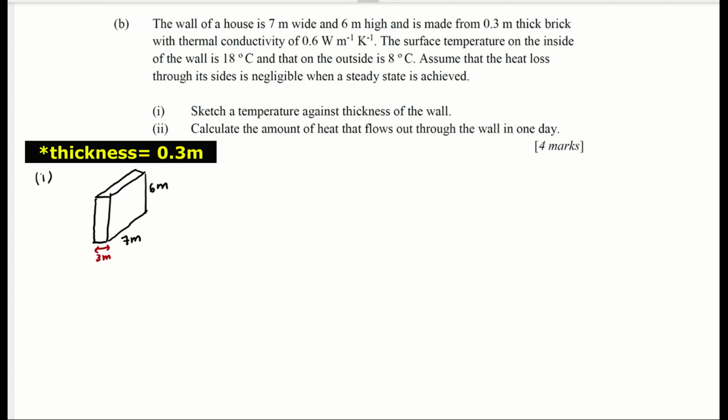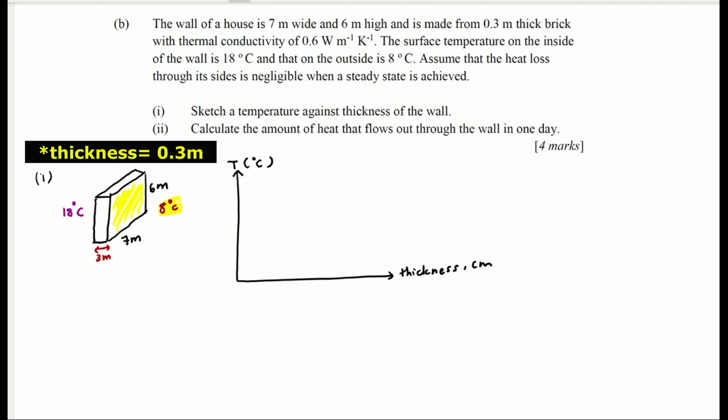So the height is 6 meter and given that the inside temperature is 18 degrees Celsius. Let's say this is the one side, 18 degrees Celsius, and this is another side, 8 degrees Celsius. Yang kali kuning ni kat sini. Alright, so now let's try to sketch a graph. Temperature, which is T, the unit is degrees Celsius. And then the thickness. You can put X or you can just write thickness.